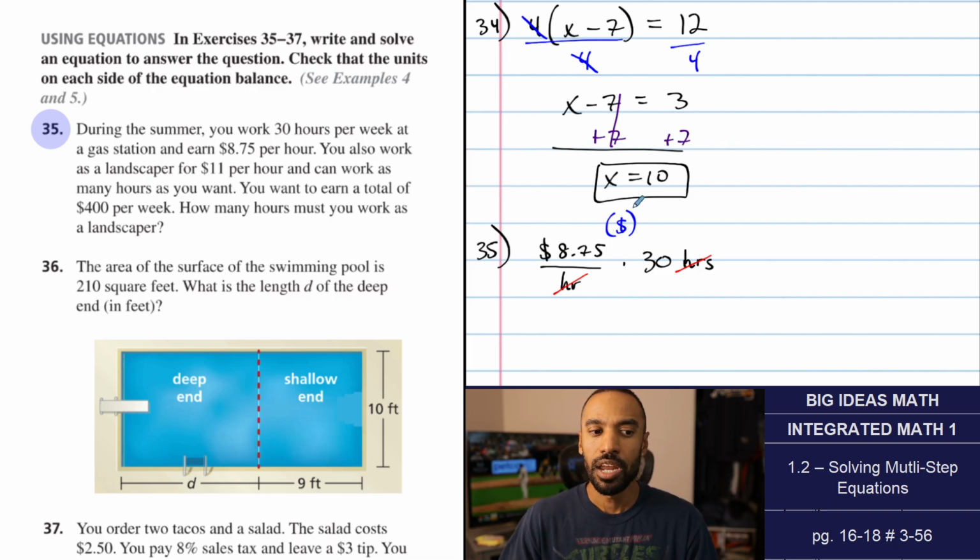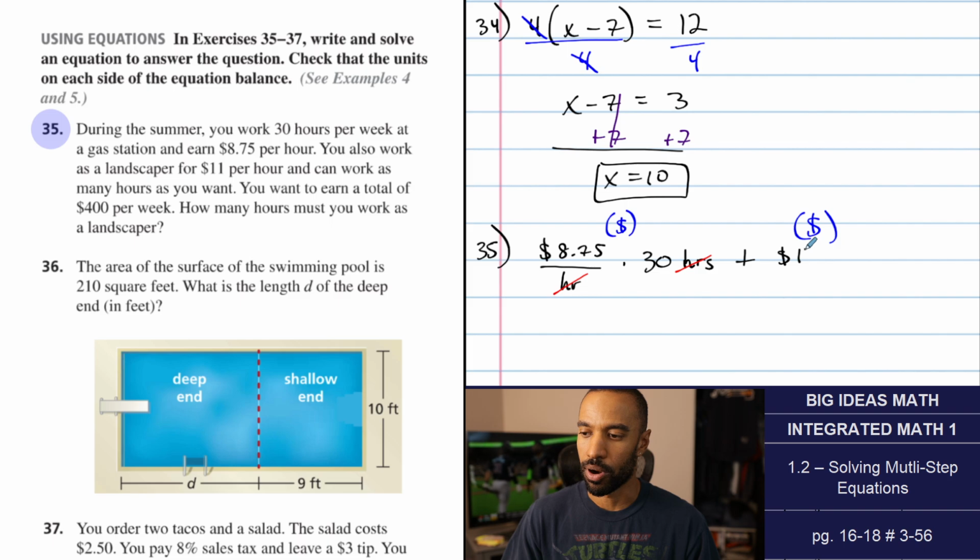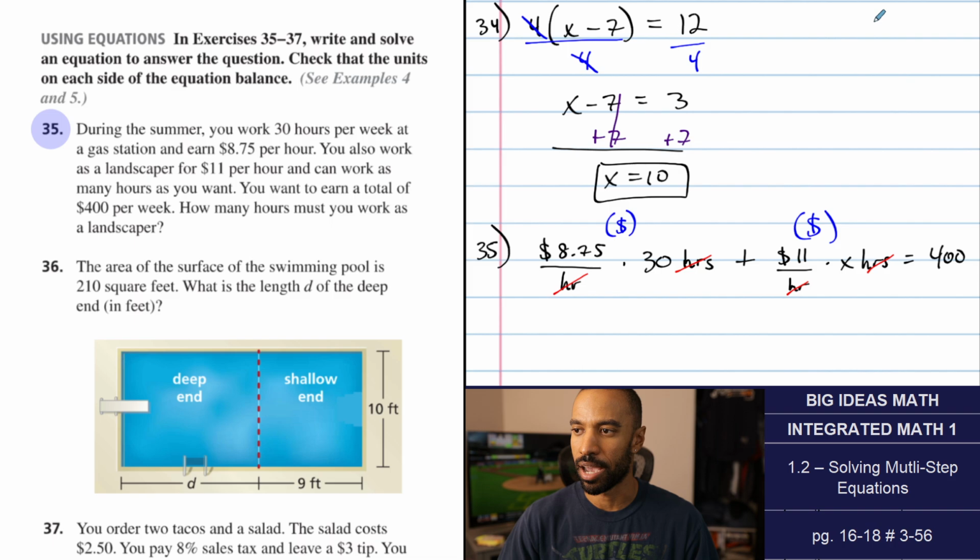Is that all the money we make? No, you also work as a landscaper for $11 per hour and can work as many hours as you want. You want to earn a total of $400 per week. How many hours must you work as a landscaper? So we need to combine the amount of money we make at a gas station with the amount of money that we make landscaping, where it's $11 per hour times the number of hours here. This one I'll just call X, times X hours. That'll be money made by landscaping. So in total, that'll be a certain amount of dollars. That amount we want to be 400 when we combine the two.